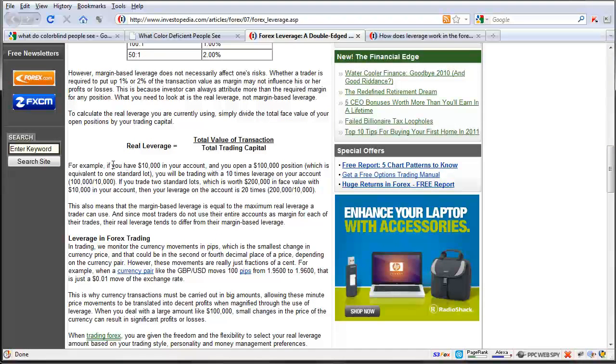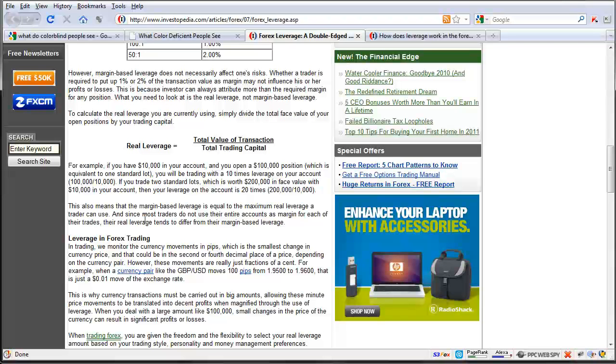So this just gives you a brief overview. For example, if you have $10,000 in your account and you open up a $100,000 position, which is equivalent to one standard lot, okay, so one standard lot is equivalent to $10 per pip. What it's telling you is that you're essentially borrowing 100,000 against what you're actually risking. So you'll be trading 10 times leverage on your account. If you trade two standard lots, which is worth $200,000 in face value, with $10,000 in your account, then your leverage on the account is 20 times.